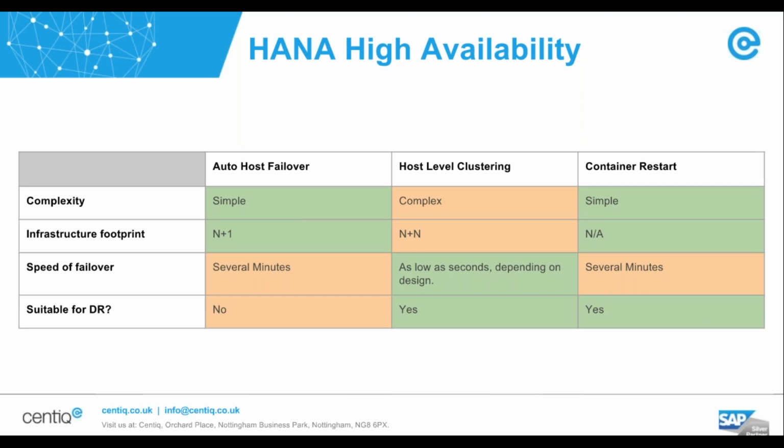So let's have a look at the infrastructure footprint. With auto host failover, it's really well suited to scale out because it's an N+1. If you need 4 nodes to run the data, then you only need 1 more node to provide the HA. So it's quite economical, especially when the node numbers get high. This is very popular in the BW world, isn't it? Exactly. We've got lots of big scale out clusters and just one additional node for that hardware resilience, minimal extra cost.